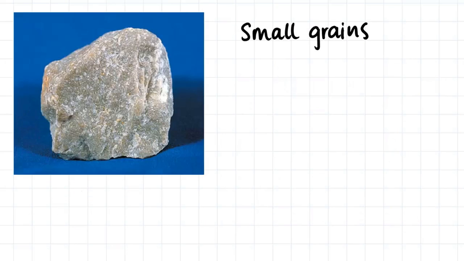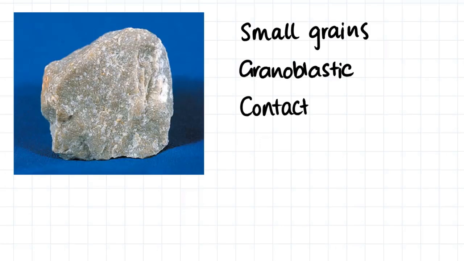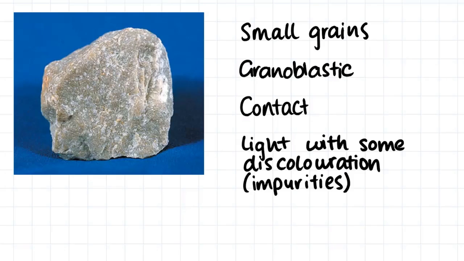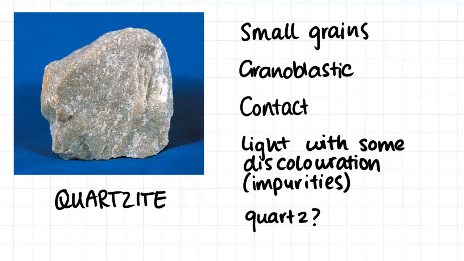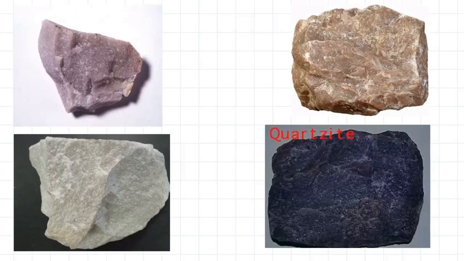Here we have another sample. This sample has quite small grains. However, we can see that the sample is made up of interlocking crystal grains. Therefore, we call the rock granoblastic. It is formed through contact metamorphism. It is rather light in colour with small discolorations. I'm going to say that this discoloration is probably just due to impurities within the rock. Because of the light colour, it is probably all made up of a quartz-type mineral. This metamorphic rock is in fact quartzite, which forms through the contact metamorphism of sandstone.